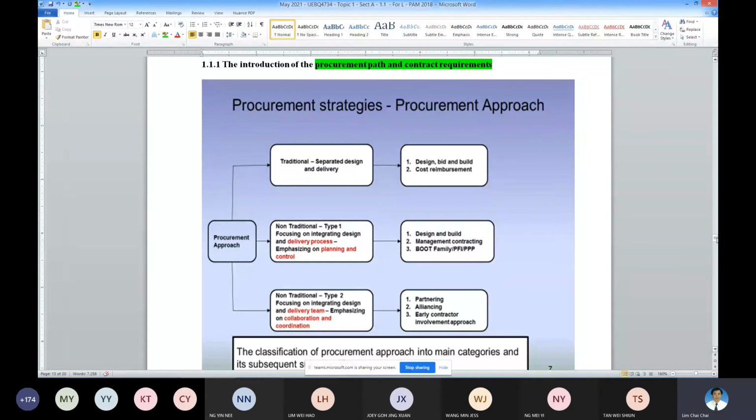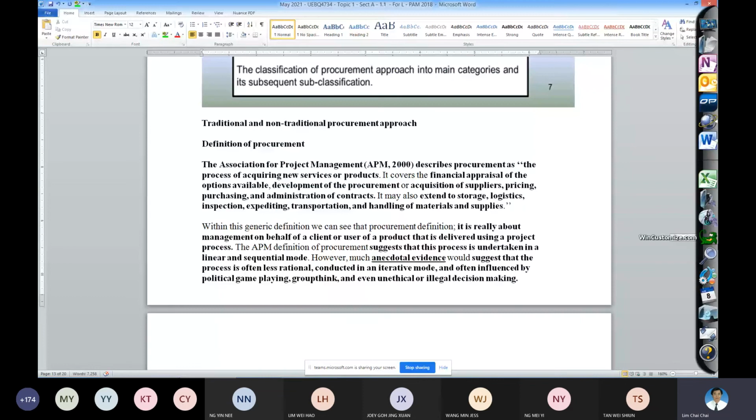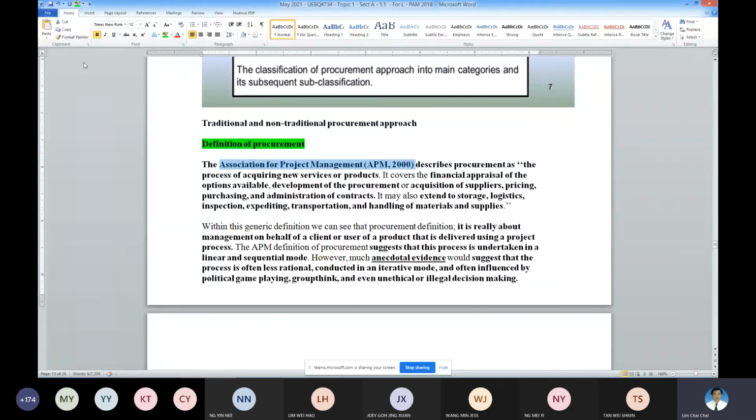Okay, so the first thing is, at least you understand the meaning of procurement. Usually you can get the meaning from the dictionary or from publications, like the Association of Project Managers. They describe procurement this way. This is the definition of procurement: acquiring a service or product, and so on. So this is one of the definitions for procurement.